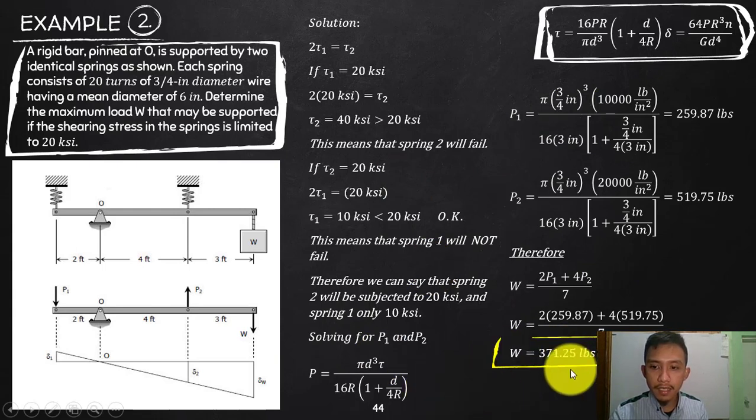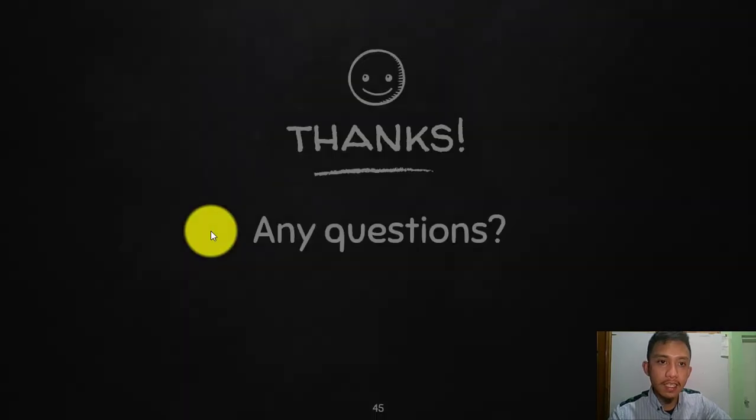So this is the weight in order for us not to exceed the stress on the springs, which are supposedly allowable up to 20 KSI. And again, based on our analysis, the first one to be stressed is your spring 2. So that is for helical springs.